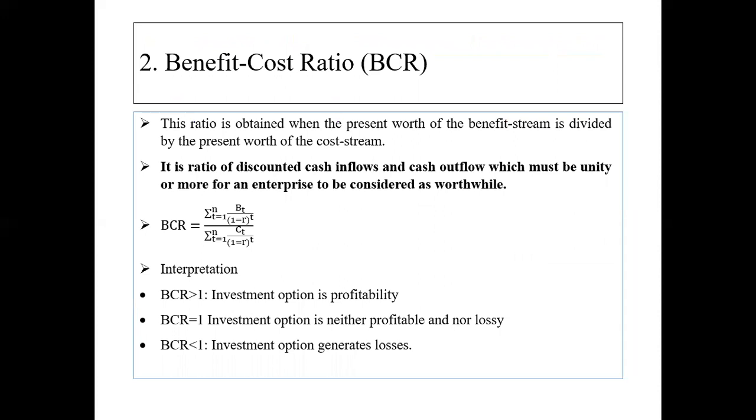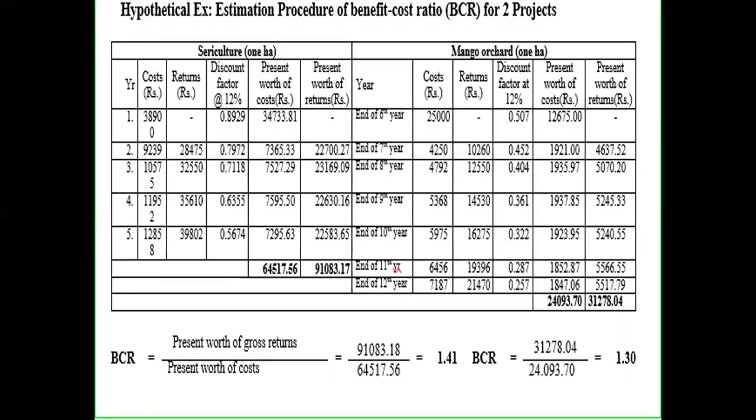Coming to the second one, the BC ratio, that is the benefit cost ratio. This is just dividing the discounted cash inflows by the discounted cash outflows. If the BC ratio is greater than 1, you select the project, that is, you can say it is profitable. If it is less than 1, the project is going to be a loss, and if it is 1, it might be profitable or a loss. This is the formula you use.